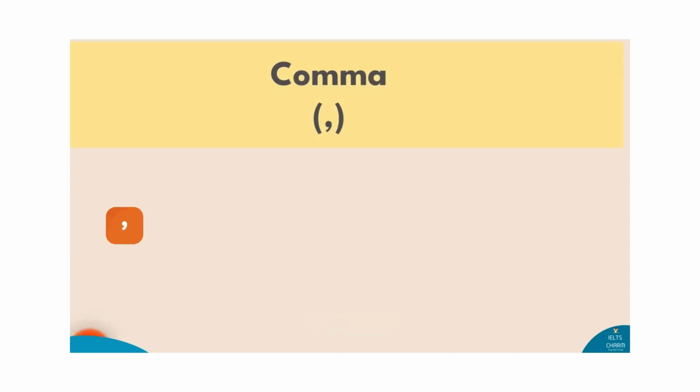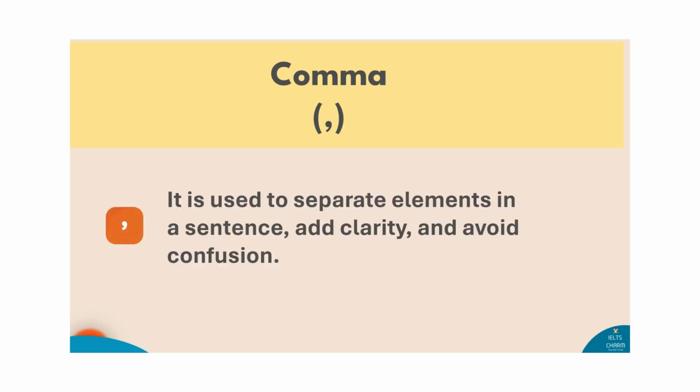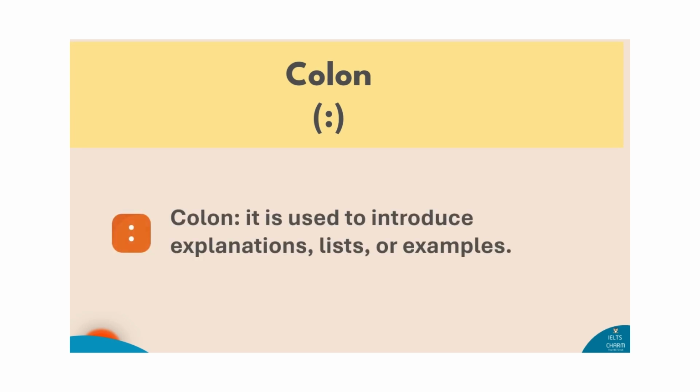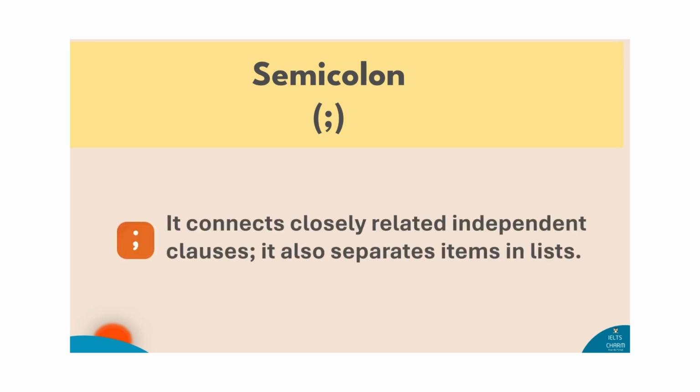First up, the comma. It separates ideas and helps avoid confusion. Example: in academic writing, clarity is key. In academic writing, clarity is key. Confusing, right? Next, the colon. It introduces explanations, lists, or emphasis. And finally, the semicolon. It connects related ideas or separates detailed lists.